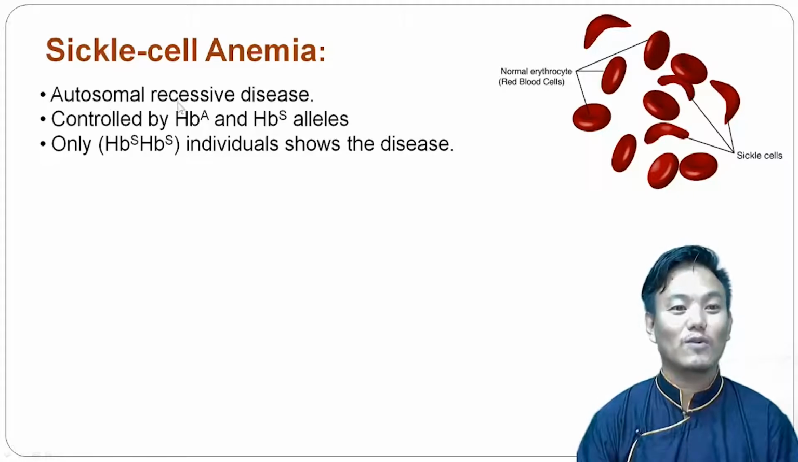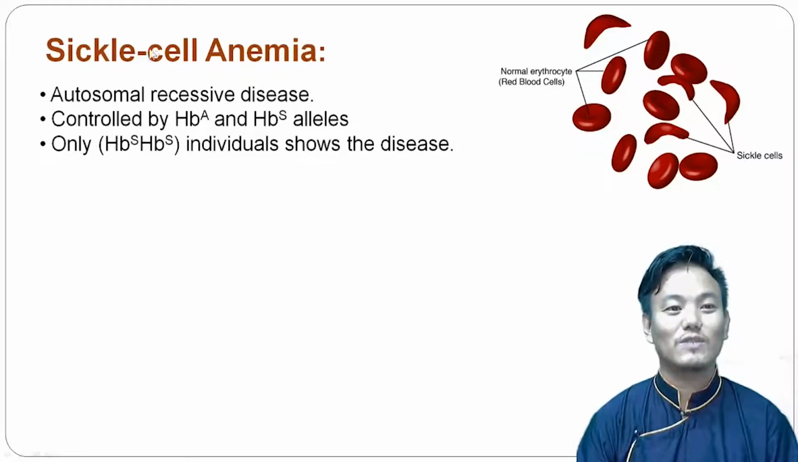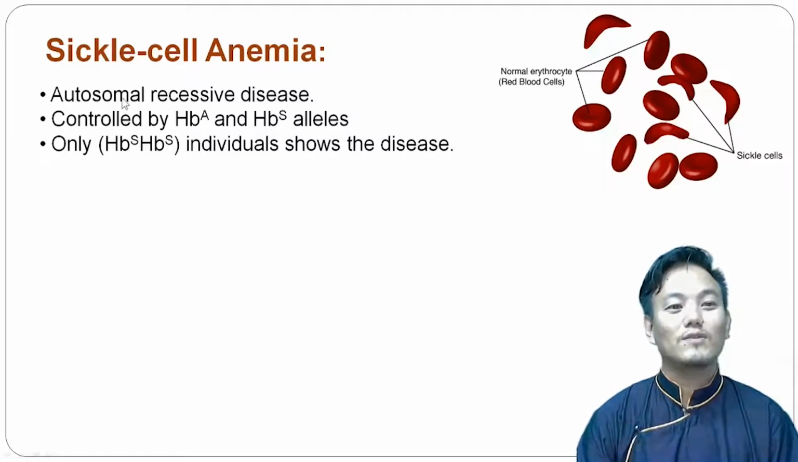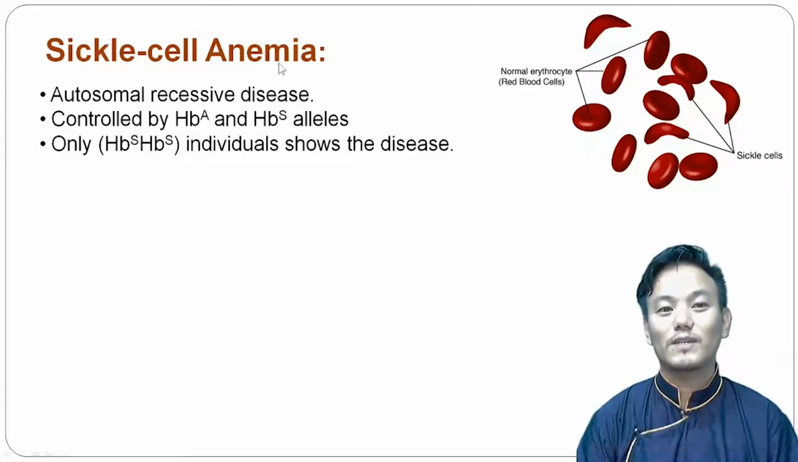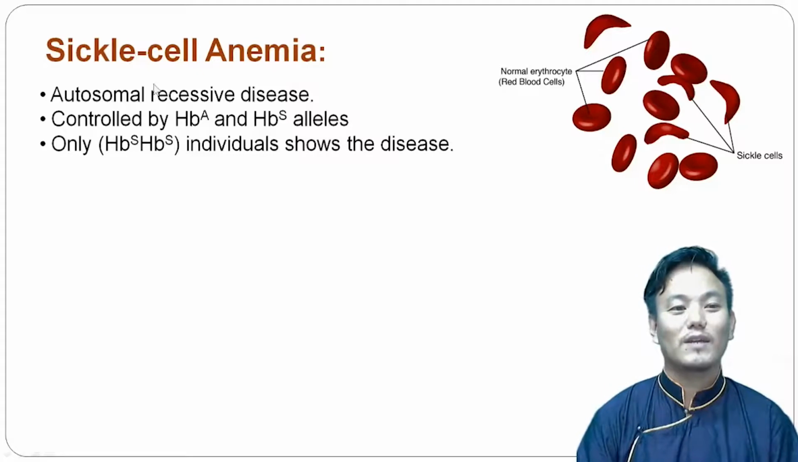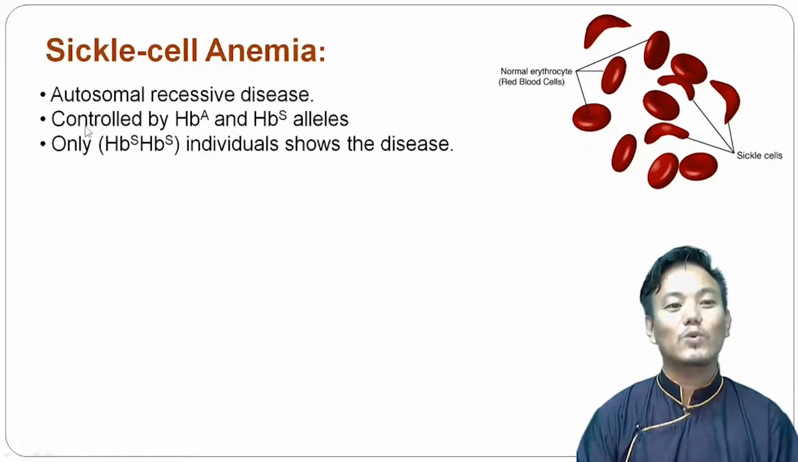Now this one is an autosomal recessive disease because the gene responsible for it is located on an autosome and not on a sex chromosome. In this disease, a person suffering from sickle cell anemia will have sickle-shaped RBCs. That's what makes a person suffer from sickle cell anemia. And this disease is controlled by the HBA and HBS alleles.